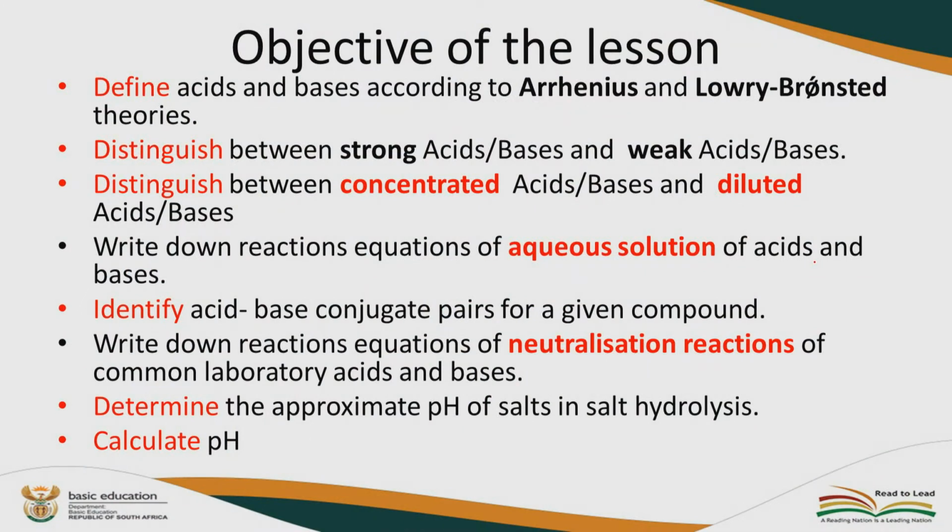Now, these are the objectives of the lesson. We are going to define acids and bases according to the Arrhenius and Bronsted-Lowry theories. We are going to distinguish between strong acids and bases, and weak acids and bases. We are also going to look at concentrated acids and bases, and diluted acids and bases. We are going to write down the reaction equations of aqueous solutions of acids and bases, identify acid-base conjugate pairs for a given compound, write down the reaction equations of neutralizations of common laboratory acids and bases, determine the approximate pH of the salts in salt hydrolysis, and calculate the pH.